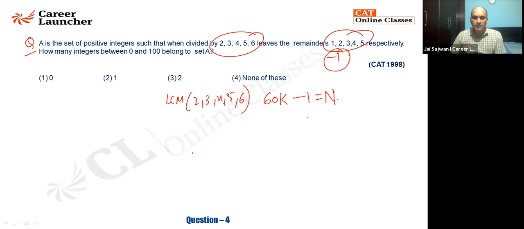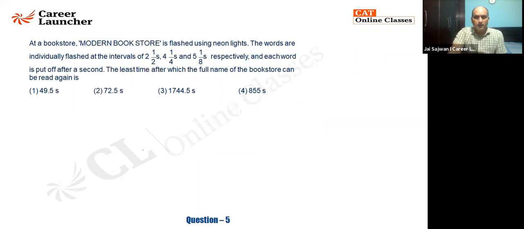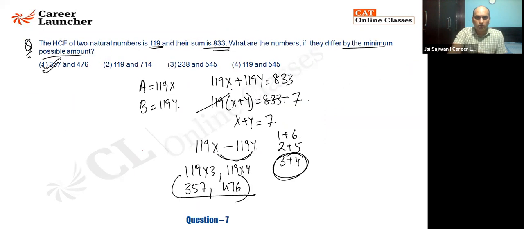I'll say n is equal to 60k minus 1. I want this number to be lying between 0 and 100, so there's only one number. When k is equal to 1, the number n comes out to be 59. When you put k is equal to 2, this is 119, which is not correct. So only one number is there, and only the second option is correct. Clear? Everyone is saying the same answer, so I'm sure all of you can solve the question based on it.